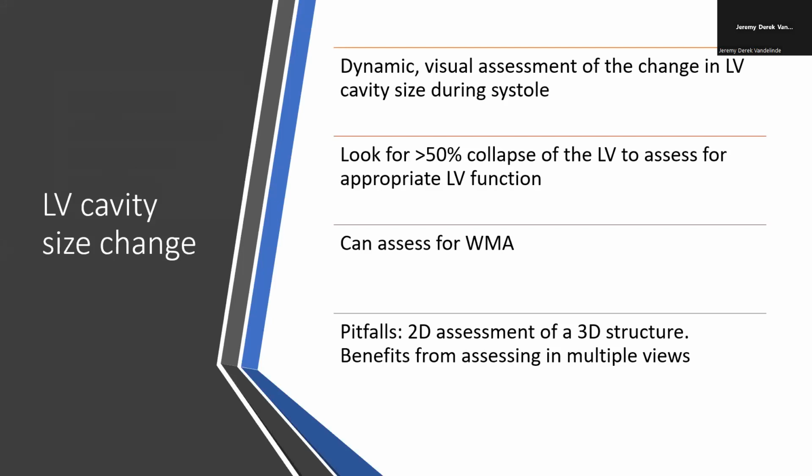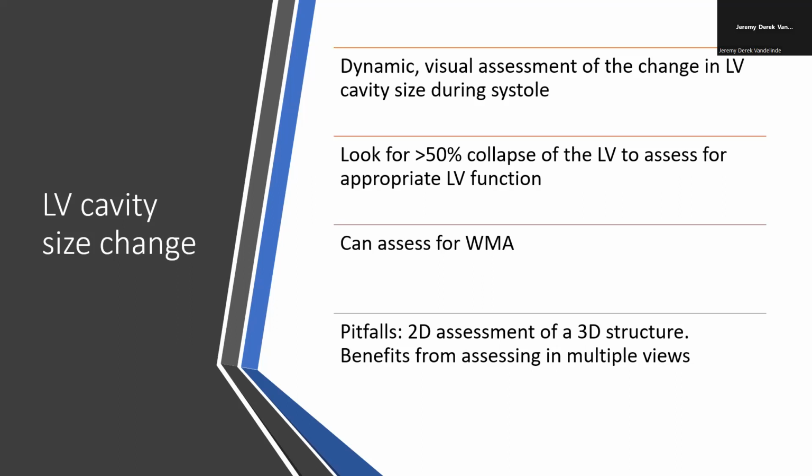So the first one is the LV cavity size change, and what we're doing there is, on multiple different views, getting a dynamic visual assessment of the change in the LV size during systole. And really what you want to see is about a 50% collapse. Again, this is just subjective, but in your mind's eye, you want to see about a 50% reduction in the size of that cavity. And here you can also assess for regional wall motion abnormalities, as well as LV thickening. The pitfall here is that what we're getting is a 2D assessment of a 3D structure.